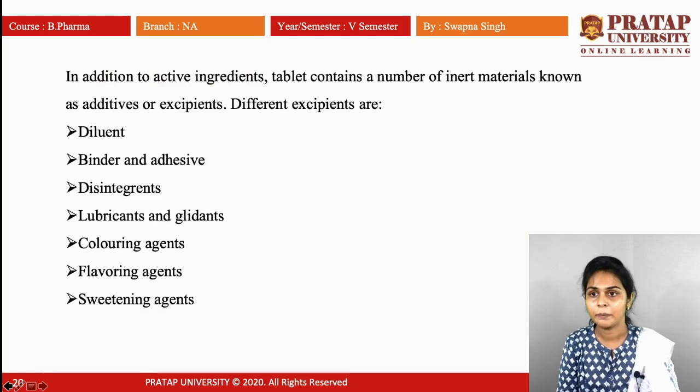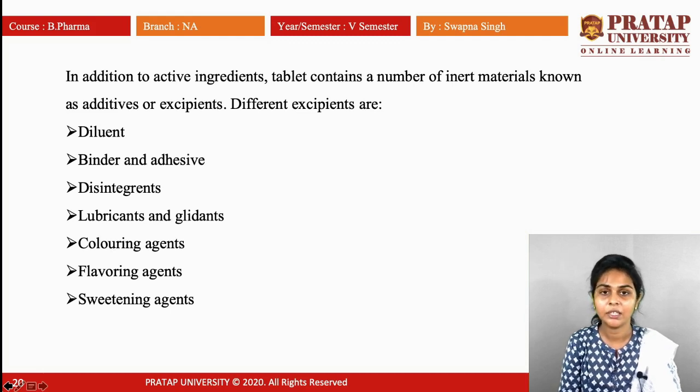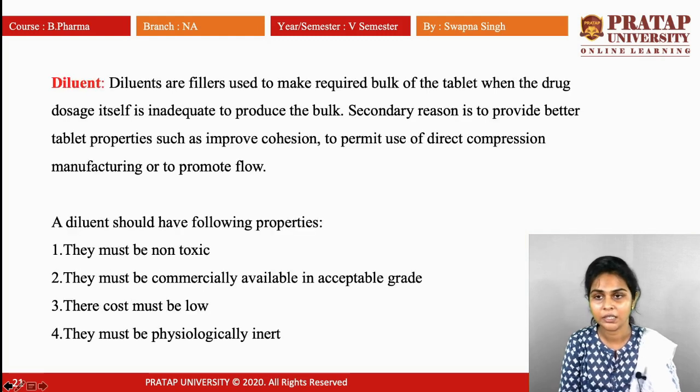So our first topic is actually, in addition to active ingredients, tablets contain a number of inert materials known as additives or excipients. So different excipients are used in the manufacturing of tablet dosage form. First one is diluent, second one is binder and adhesive, third one is disintegrants, fourth one is lubricants and glidants, fifth is coloring agent, sixth one is flavoring agent, and seventh one is sweetening agent.